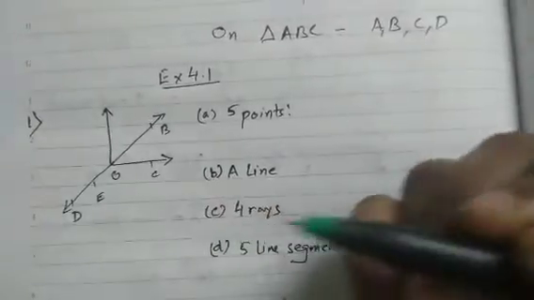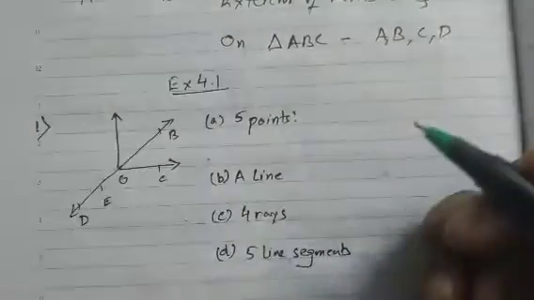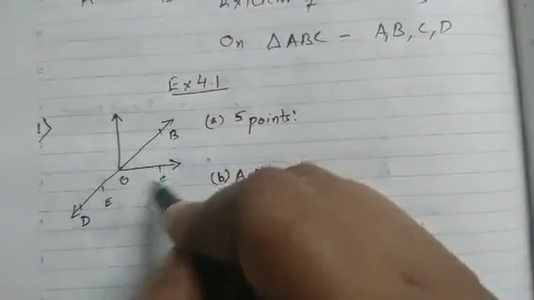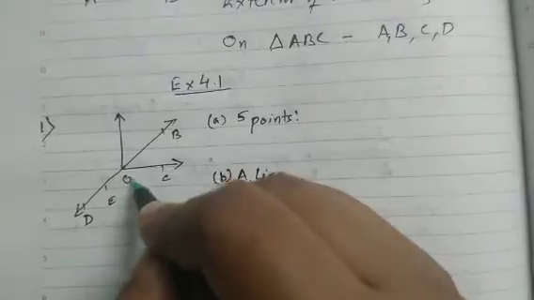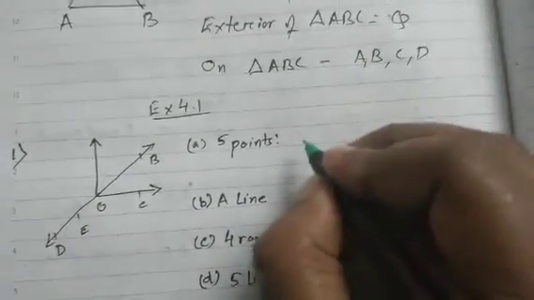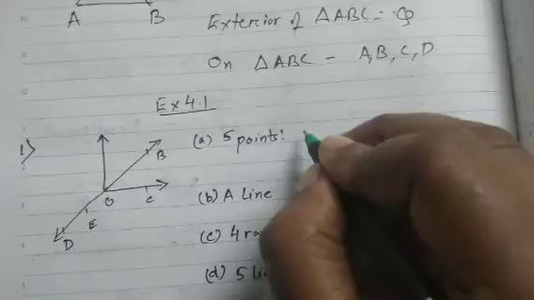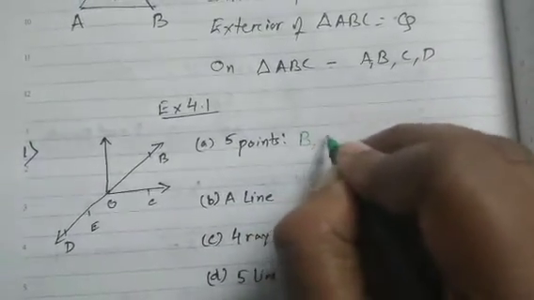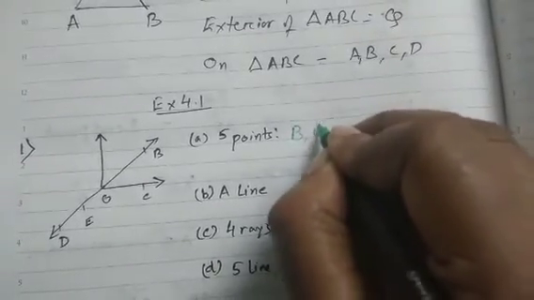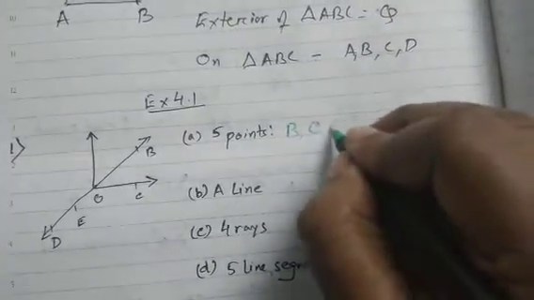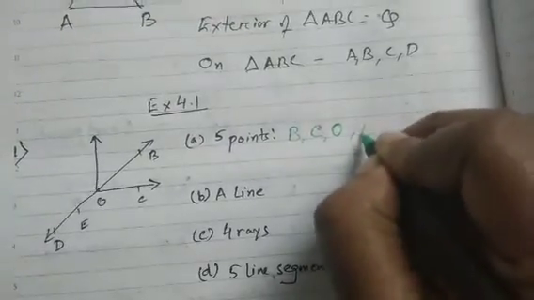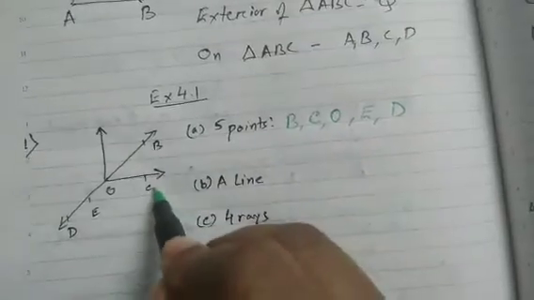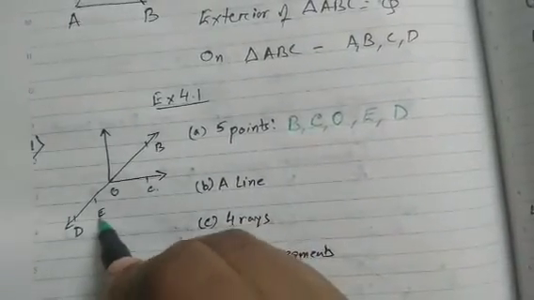The first question gives me a figure like this. If I have to name 5 points, which are the points? Whatever points are shown, I can count 1, 2, 3, 4, 5. I will write the points in capital letters. So I will start with B, C, O, E, and D. So B, C, O, E, D.